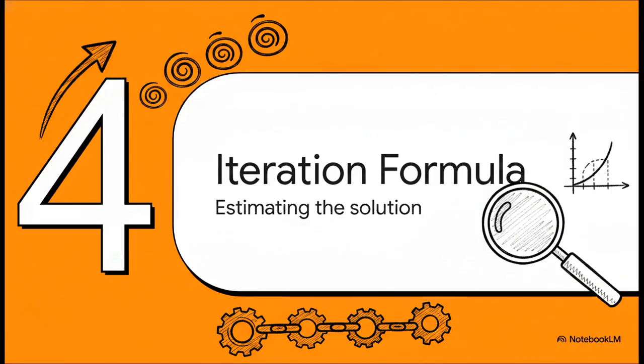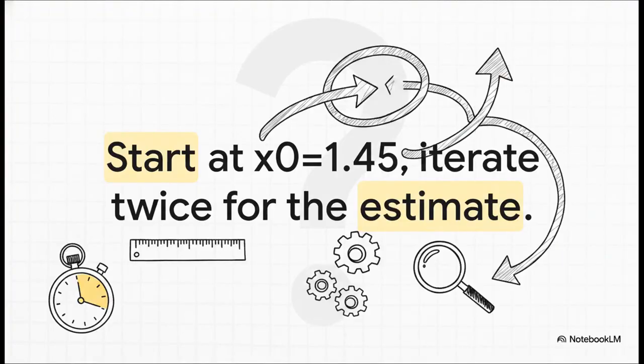All right, rolling right into section 4, part C, the iteration formula, where we actually estimate the solution. Pay close attention to the incredibly strict instructions on this one. We have to start exactly at our given x0 value of 1.45. We have to iterate exactly twice, meaning we calculate x1 and then use that to find x2. And the kicker, the final answer must be formatted to exactly 4 decimal places. Precision is literally everything here.